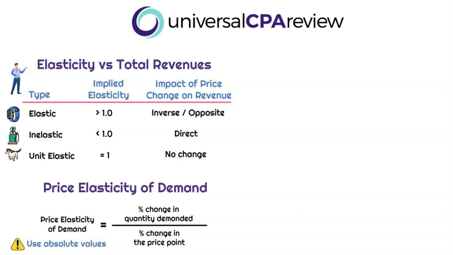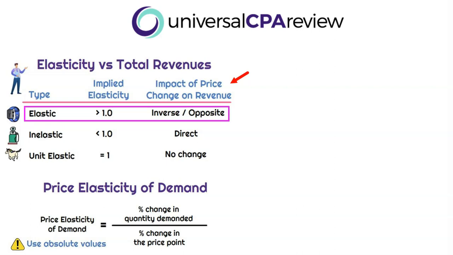So one thing the exam does like to test us on is the relationship between elasticity and total revenues. So we have this little visual here that summarizes it, as it basically says, if it's elastic, meaning it's greater than 1, well, the impact of that price change on revenue will go the opposite way, right?